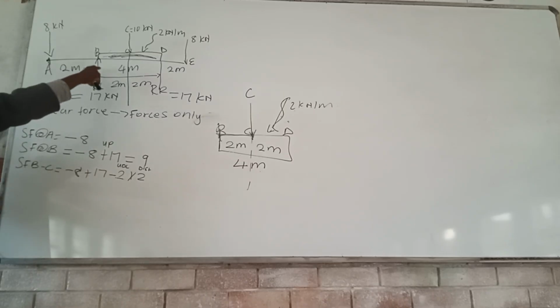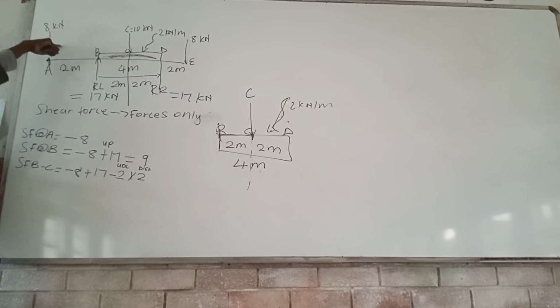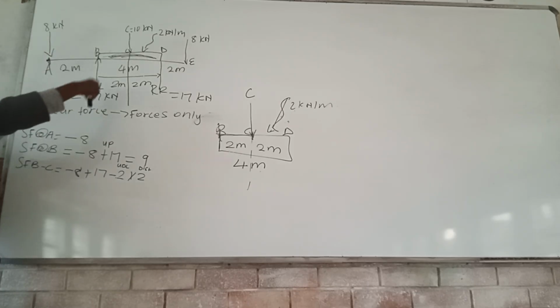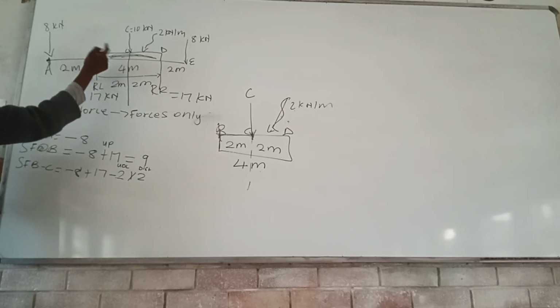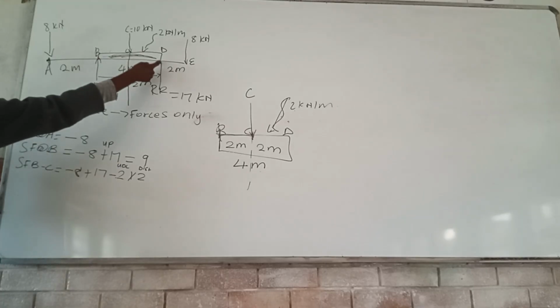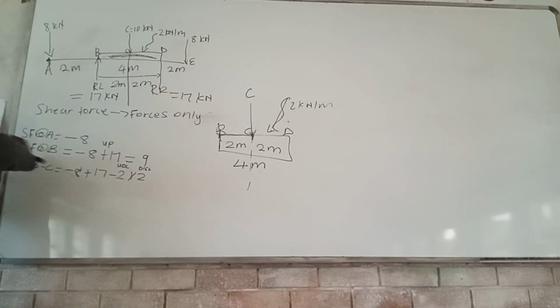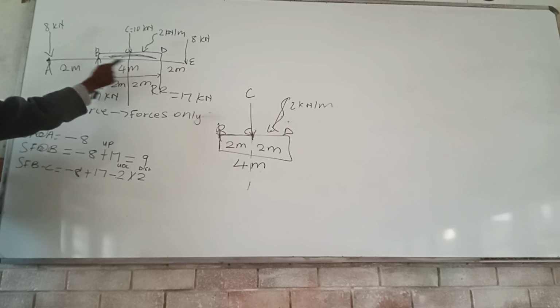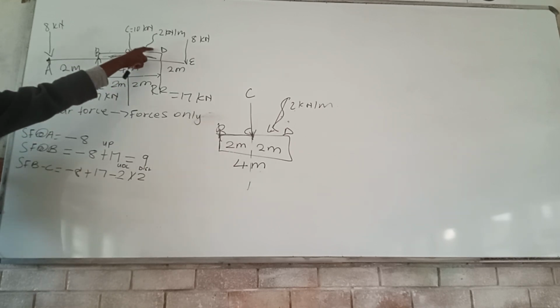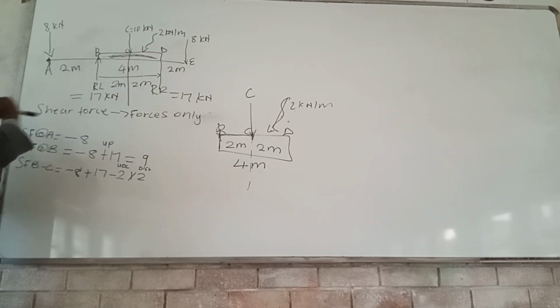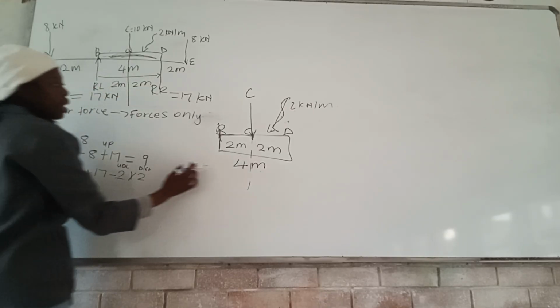And then shear force from B to C, we need to start here where the beam starts. So it's going to be -8 plus 17, and then we have a UDL that is acting from B to D again. However, we want the shear force from B to C, not from B to D. So this UDL is 2. What is the distance? Is it 4 or is it 2?